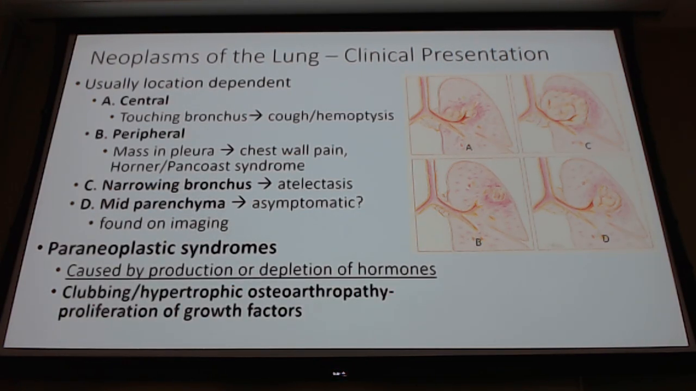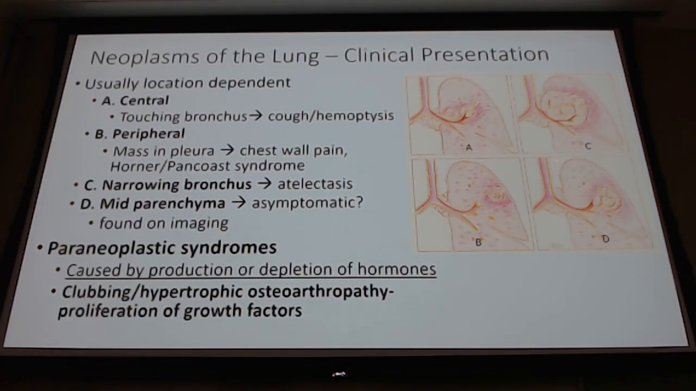All right. So when we're talking about where it is, okay? A corresponds to picture A. Central is touching the bronchus, in the middle of the parenchyma. Cough and hemoptysis occur when you have central. Peripheral, that's B, is more on the outside. B is more likely going to cause erosion into the chest wall. You're going to have pleural chest pain. You're going to have that Pancoast tumor type syndrome.